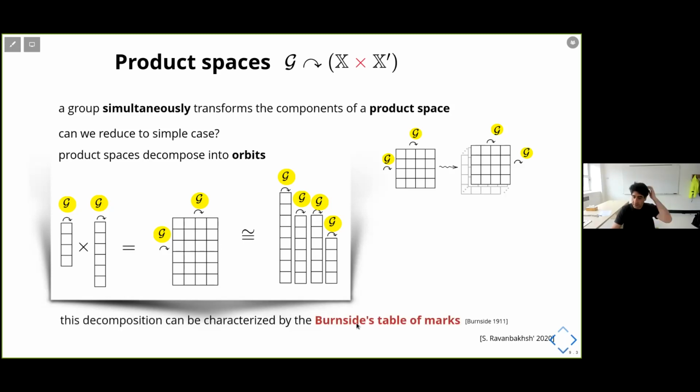It was given by the early works of Burnside, using Burnside's table of marks. I'm not going to go into details about this right now, but if you have a question, I can answer that. Basically, given a group acting on some sets, it allows you to figure out what the decomposition would look like if the group acted on the product of those sets.